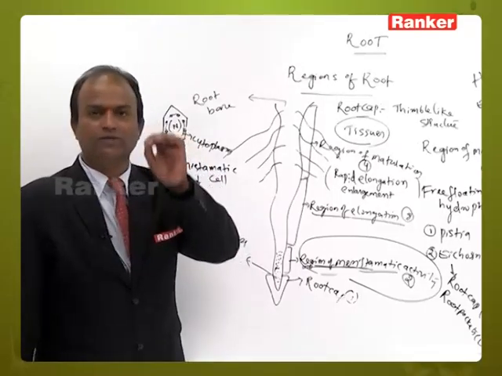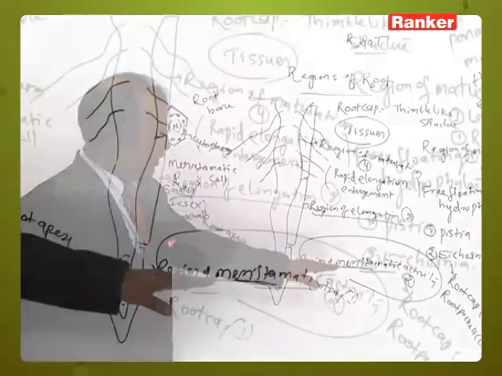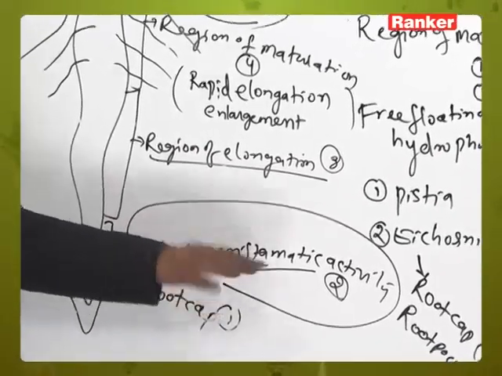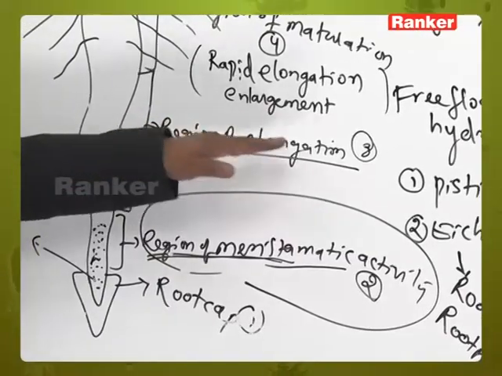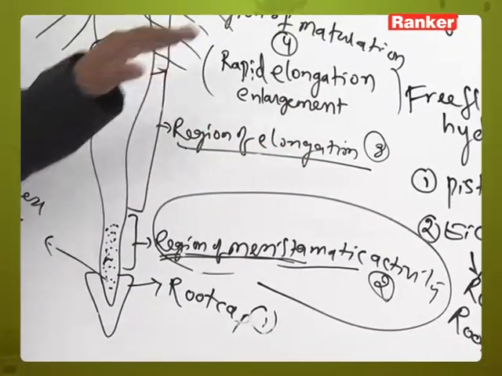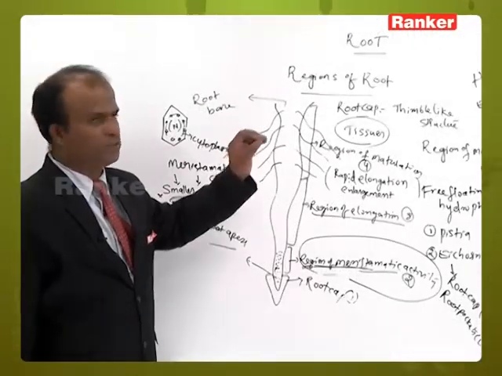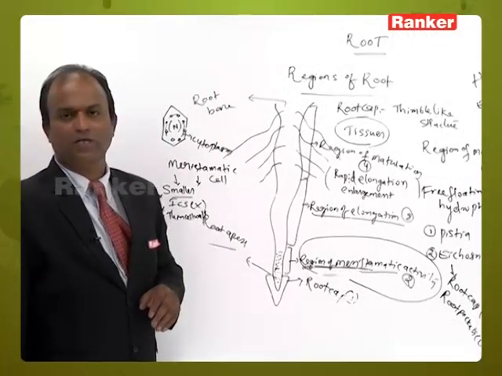Arrange the regions of roots in descending order: first is the region of meristematic activity, second is the region of elongation, and third is the region of maturation. This completes the parts of the root.